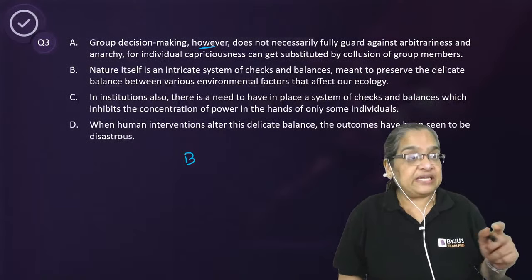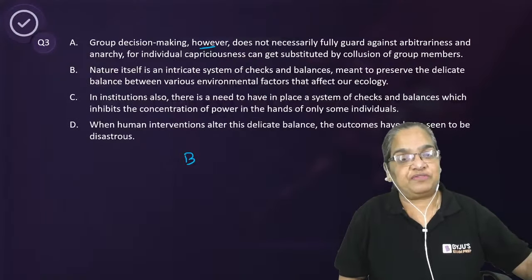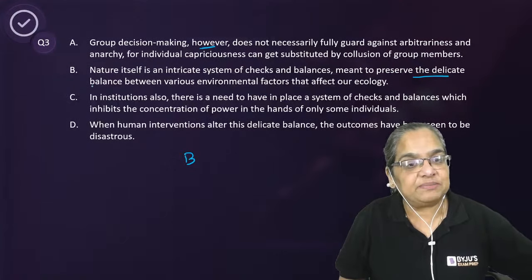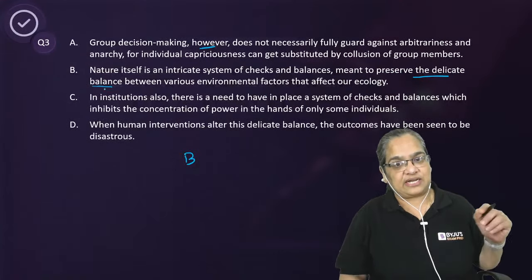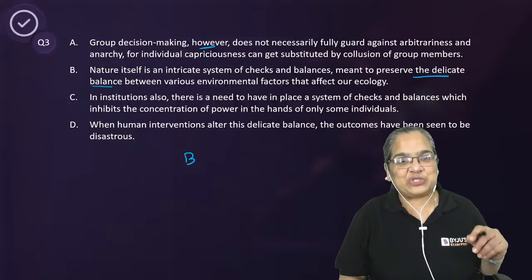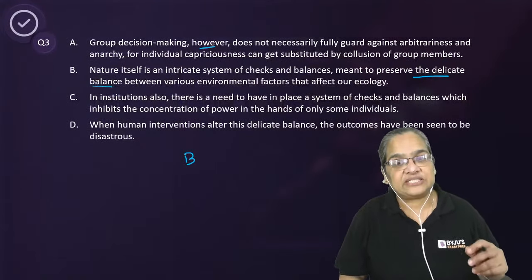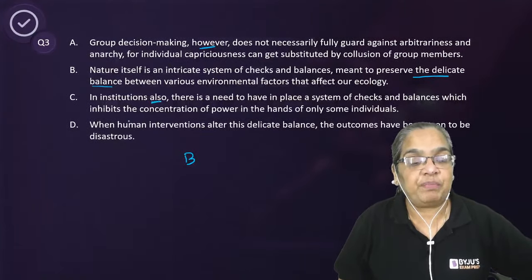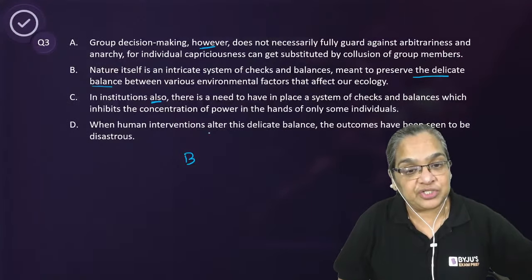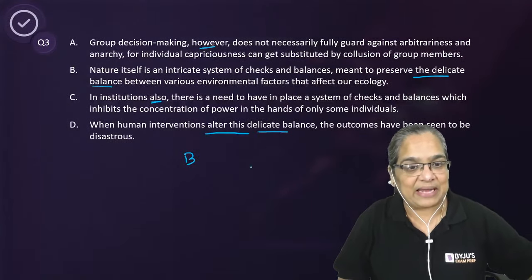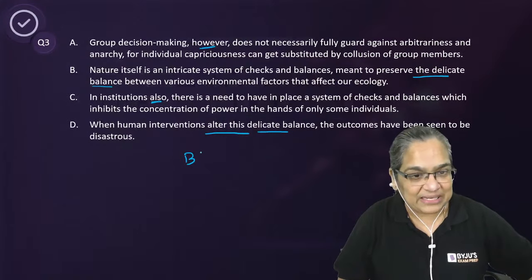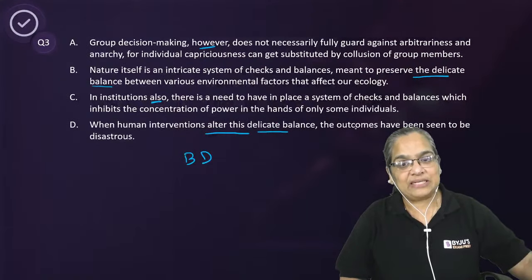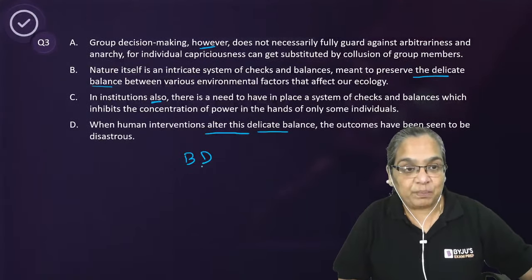Nature itself is an intricate system of checks and balances meant to preserve the delicate balance between various environmental factors that affect our ecology. In institutions also, there is need to have in place a system of checks and balances which inhibit the concentration of power. So B talks of delicate balance, D talks of when human interventions alter this delicate balance, the outcomes have been seen to be disastrous.